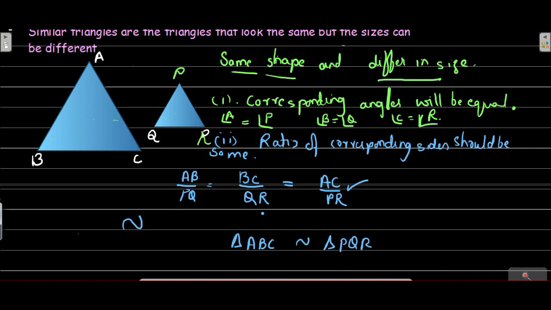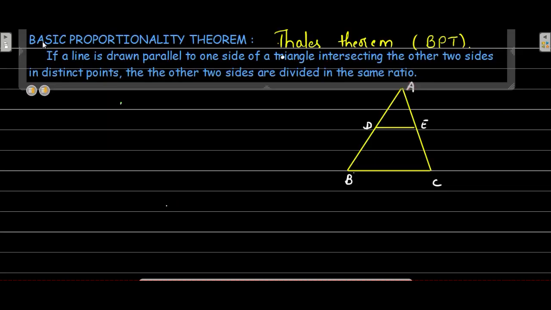Coming to the next one. So, the next thing is basic proportionality theorem, or it is also called Thales theorem. In short, it is called BPT. What does it mean? If you have a triangle, let us first read the statement. If a line is drawn parallel to one side of a triangle intersecting the other two sides in distinct points, then the other two sides are divided in the same ratio.